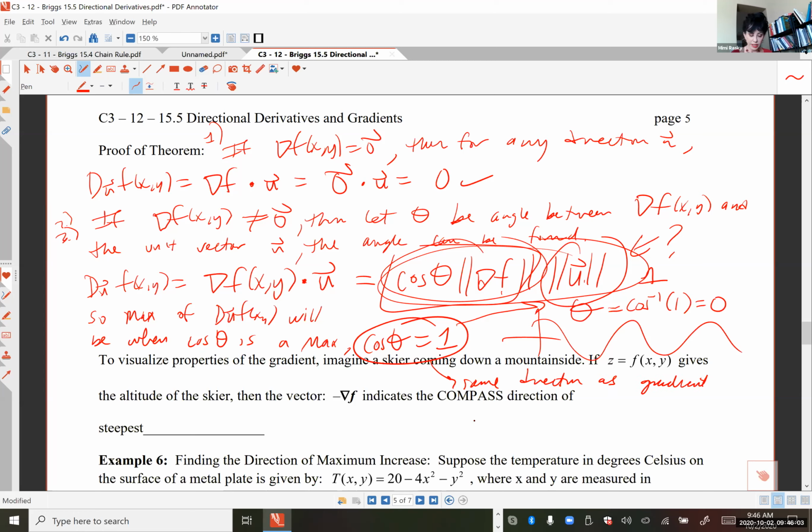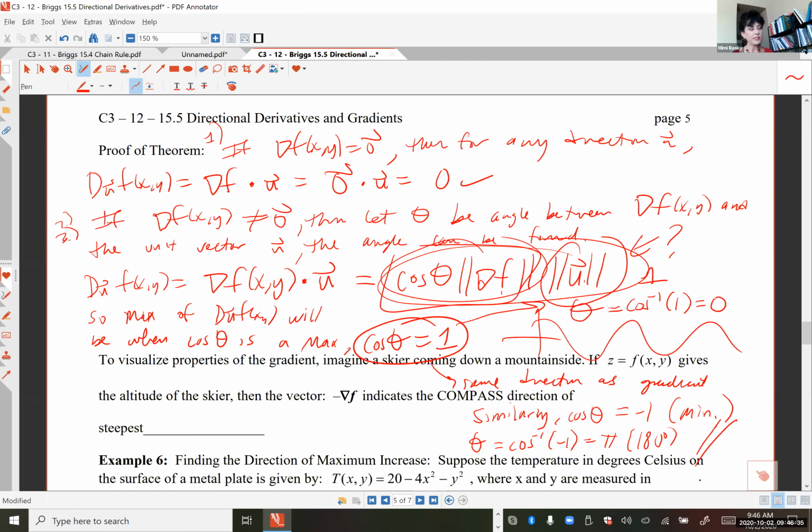And then similarly, when is cosine the minimum? Cosine theta equals -1 is going to give you a min. And what is your theta when your cosine is the least it could possibly be? Pi, which is 180 degrees. So if you want to go in the direction of the least slope, or the steepest descent, go in the opposite direction of your gradient, and that's going to give you the min. So there, I'm done with the proof.